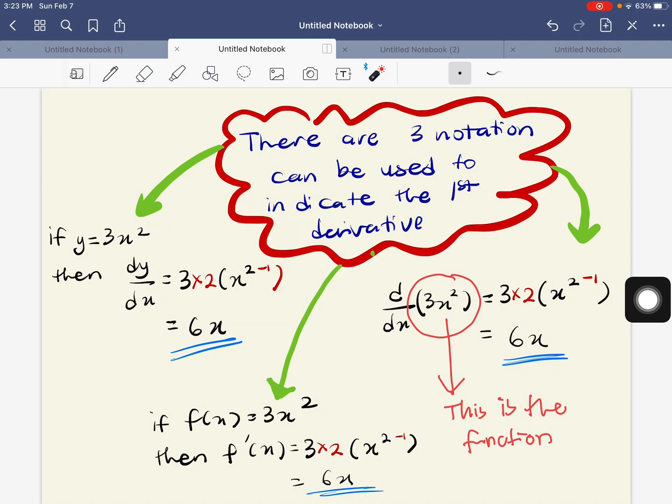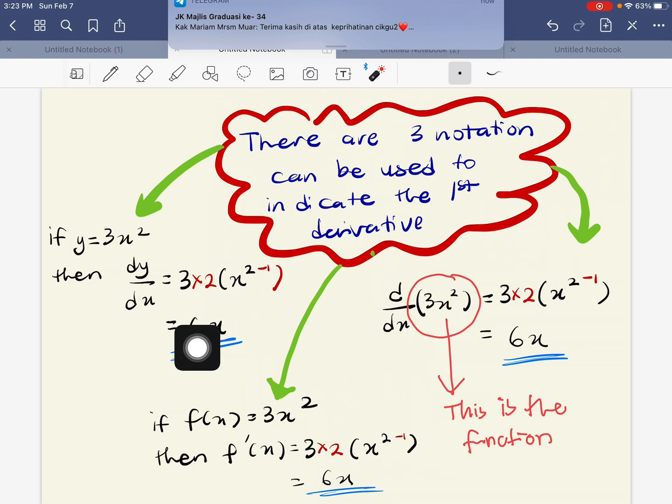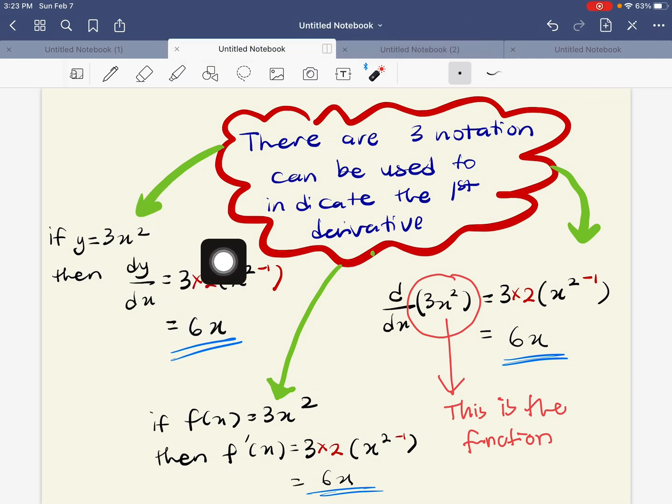Kita terus saja calculate. Then, 2 ni tadi kita bawa turun ke depan, multiply dengan coefficient, atau kata terbaiknya adalah we reduce the power of the unknown. So, unknown ni akan tinggal tolak 1. So, kita dapat 6x. So, these three are the example, the easiest example of what differentiate is. Okay? Ni adalah 3 bentuk notation lah untuk kita indicate untuk the first derivative.